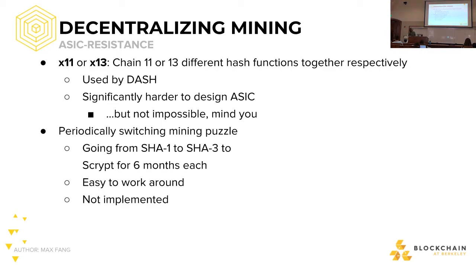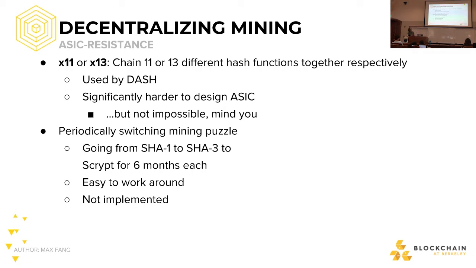Another system is what's used in Dash, and it's called X11 or X13. The way that works is it's actually chaining together a bunch of different hash functions. The idea here is that if you've got a bunch of different hash functions chained together, it's harder for an ASIC to deal with that because they're usually designed for just one. And if it's switching around all the time, it might be difficult to optimize for.